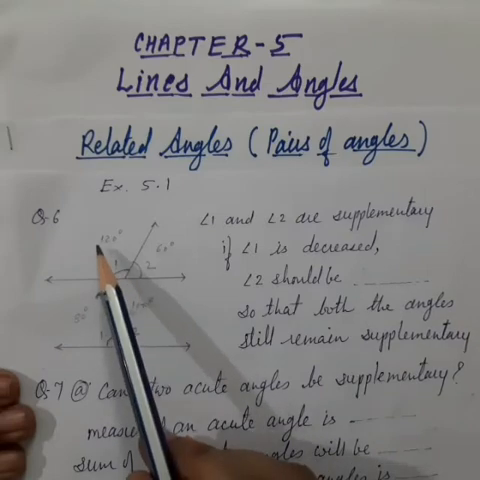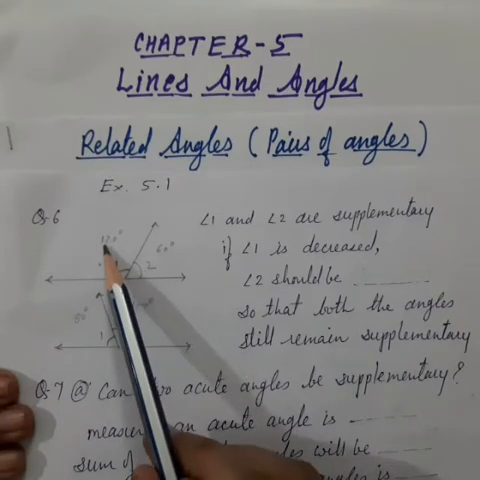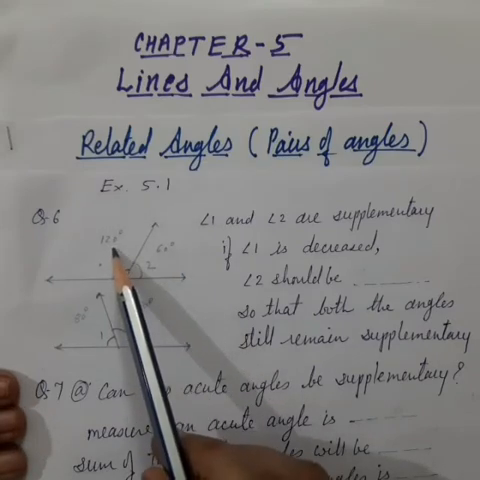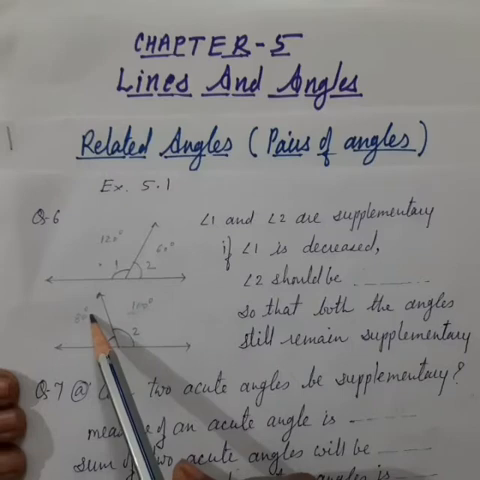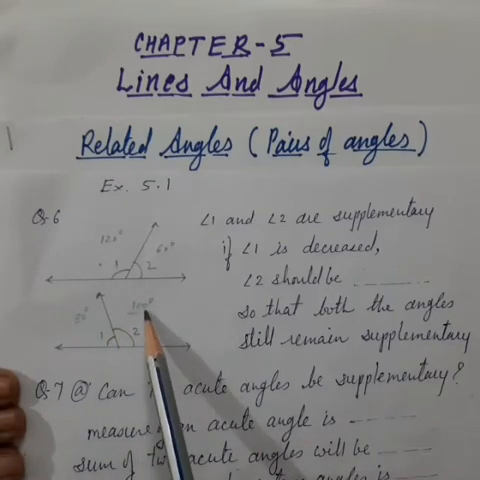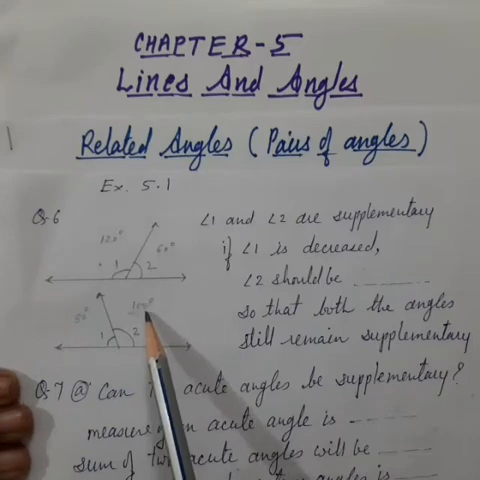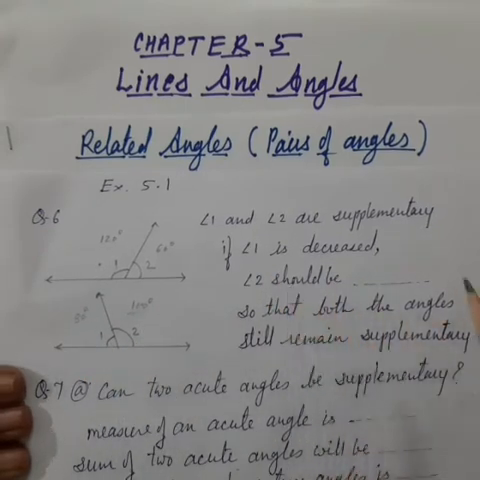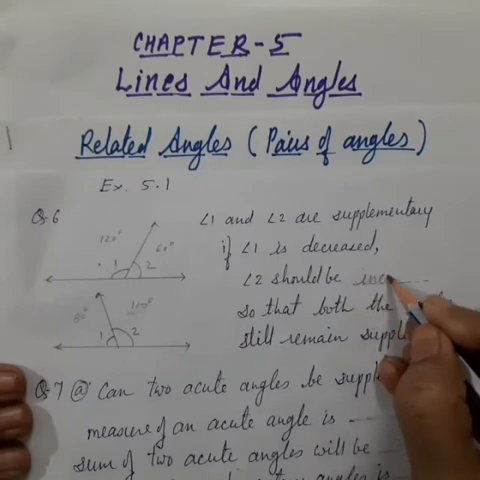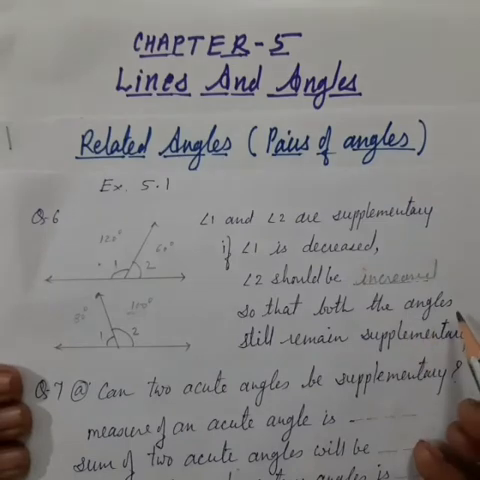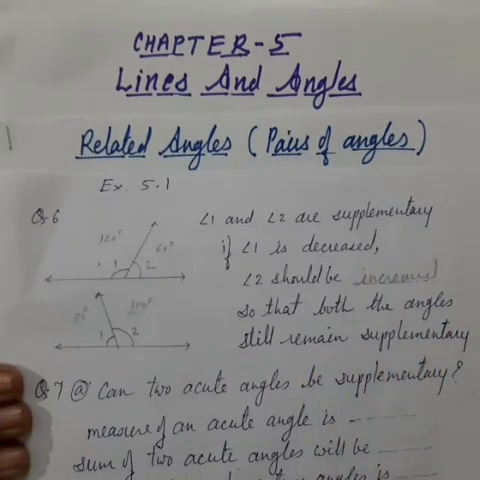Let us see this example. If angle 1 is 120 degrees, then angle 2 will be 60 degrees, and this angle 1 is decreased to 80 degrees. So to make the sum 180 degrees again, we need 100 degrees here. So this angle increases. So if angle 1 is decreased, angle 2 should be increased, so that the angles still remain supplementary.